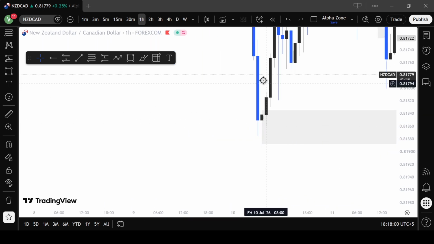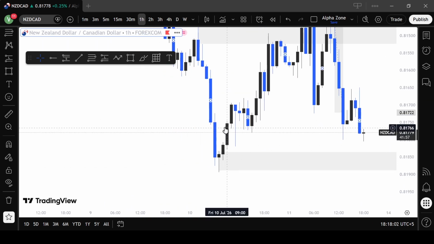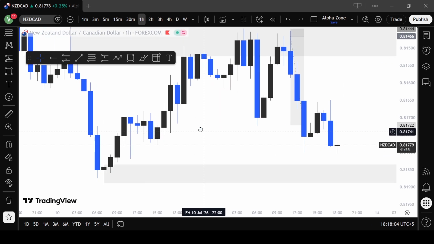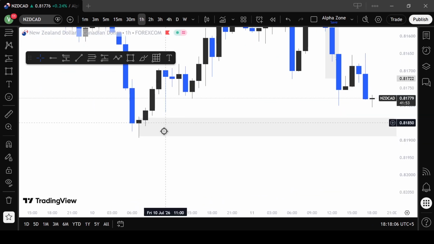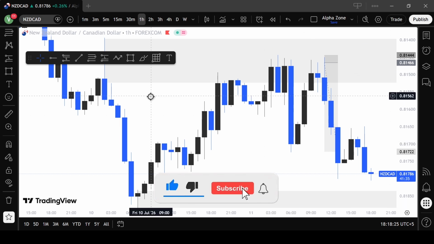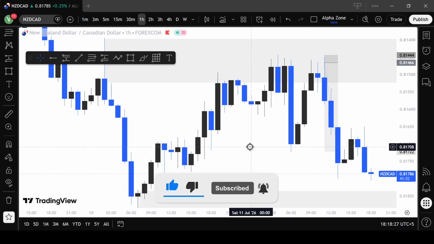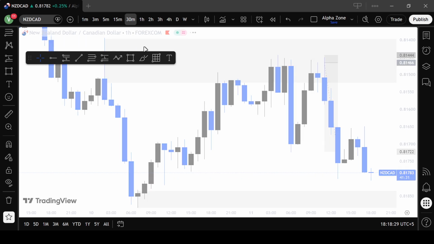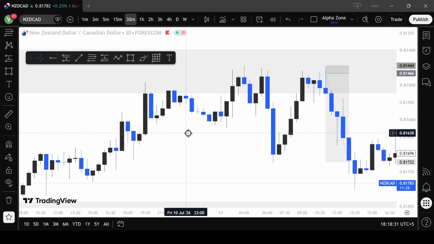This is my important POI for today. So now I know that the market will come in this direction, like long. Basically my chart is inverted, so this is a long position like this. Okay, so I just shifted to 30 minute.